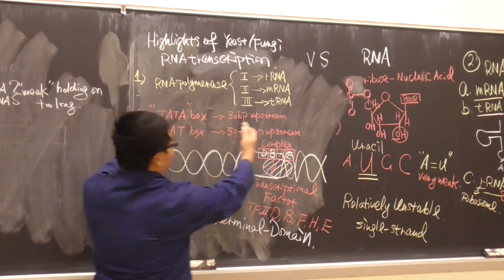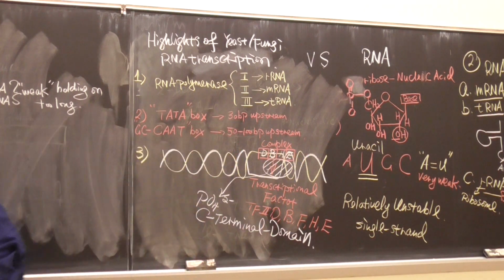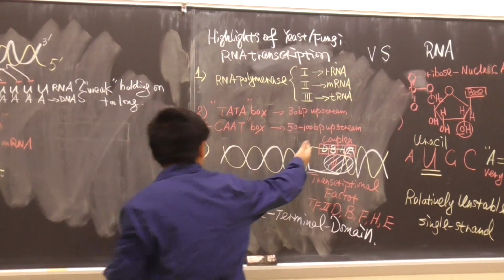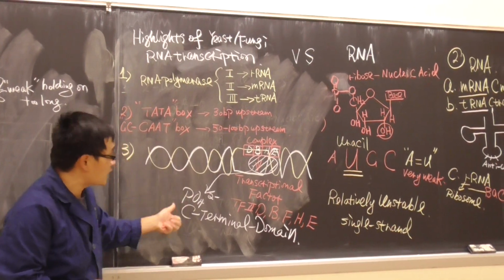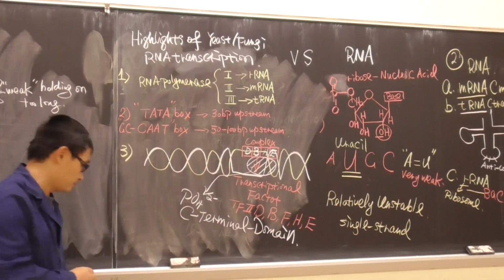Why? Because this is too long. This is only minus 35. This is about 100 base pairs upstream. Okay, so I want to let you know this is another major difference.